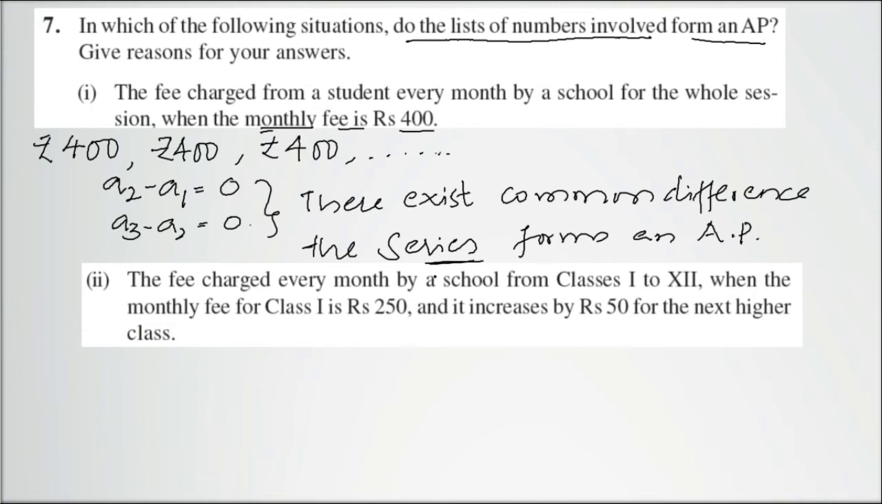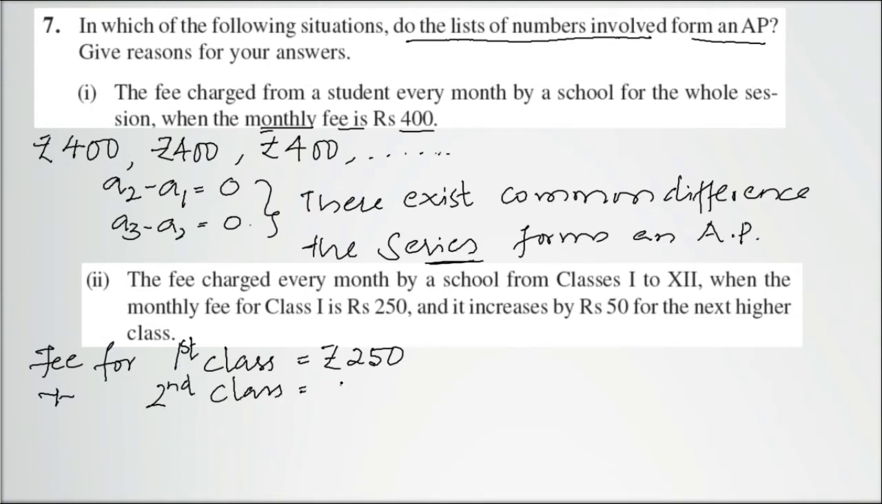The fee charged every month by a school from class 1 to class 12th when the monthly fee for class 1 is rupees 250 and it is increased by rupees 50 for the next higher class. So it is like, let me write the fee for first class. It will be rupees 250. Fee for second class will be rupees 250 plus 50 rupees is added, so it is rupees 300.